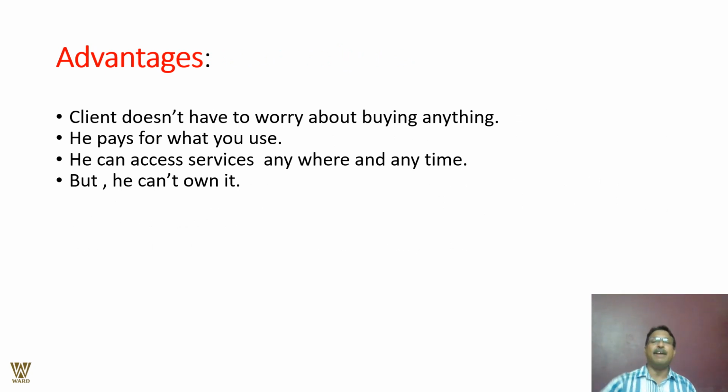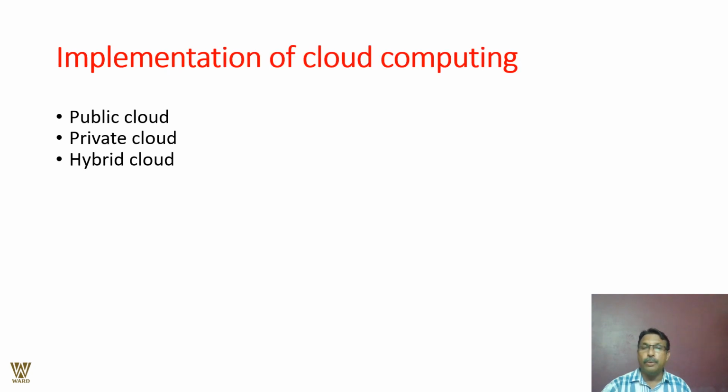Advantages: the client doesn't have to worry about buying anything, and has the luxury to utilize it. He pays for what he uses. He can access the service from anywhere across the globe at any point of time, but at the same time he can never own it. Implementation of cloud computing is all about three domains, three clouds: the public cloud, the hybrid cloud, and the private cloud. The public cloud is for general public consumption. The hybrid cloud is a mix between private and public.